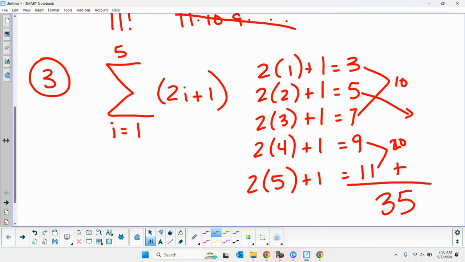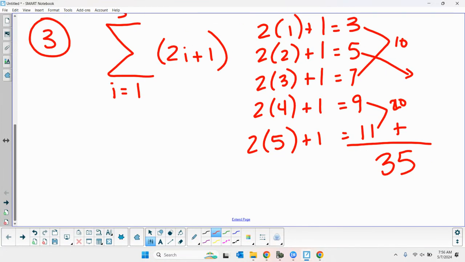All right, who remembers how to convert from radians to degrees?